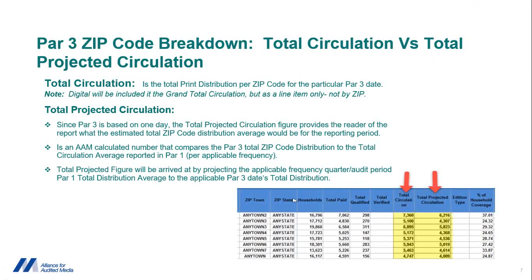But some readers want to know, well, what's their overall distribution for the reporting period? So if I'm looking at a quarterly report, what's their 3-month average for that zip code? If I'm looking at an audit report, what's their 12-month average for the zip code? So that's what the projected circulation figure is. It's an estimate of what it would be for that reporting period.